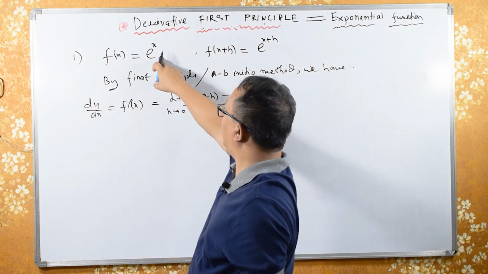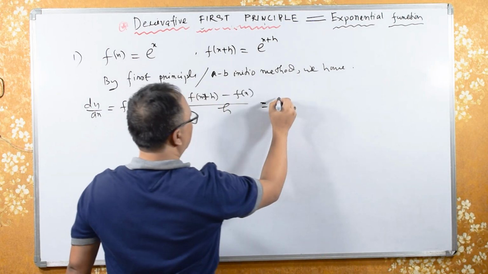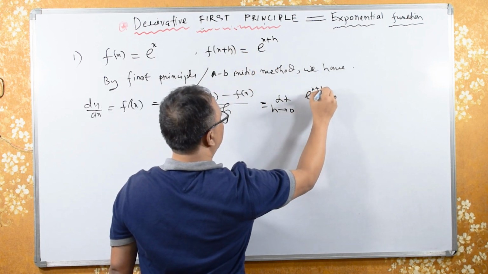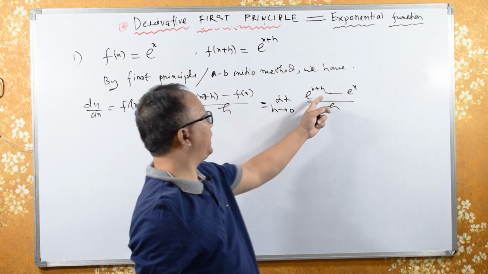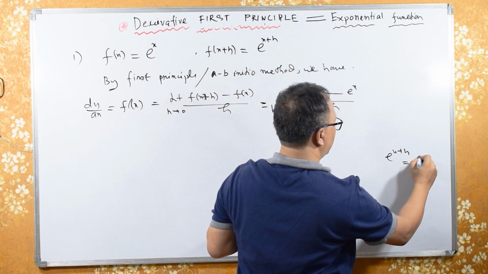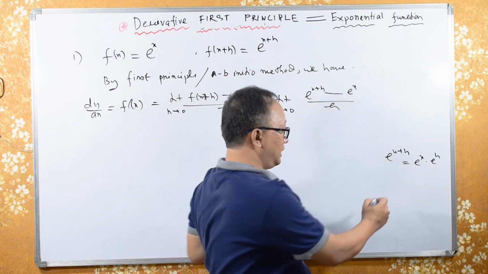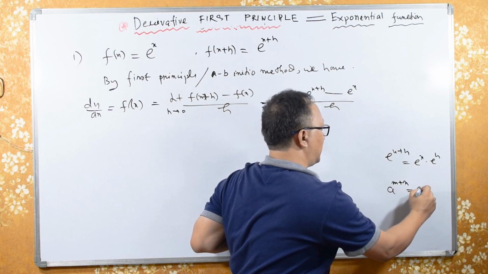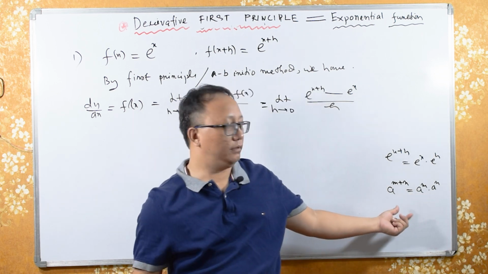Now f of x is here, f of x plus h is here, you substitute and take the limit where h tends to 0, equals limit h tends to 0 of e raised to x plus h minus e raised to x upon h. From here, we can take e raised to x common. Why? Because e raised to x plus h is the same as e raised to x into e raised to h. Why? Because if bases are the same, we can add the indices. It is our formula: a raised to m plus n is the same as a raised to m into a raised to n. If bases are equal, we can add the powers or indices.